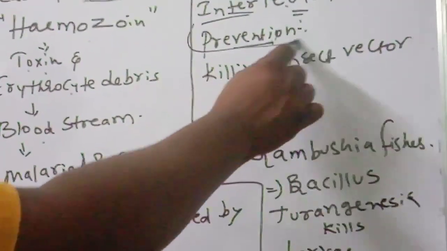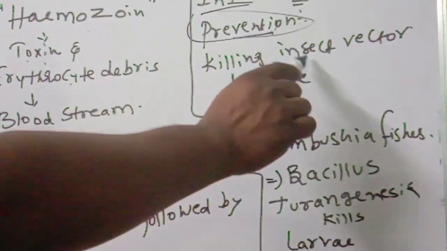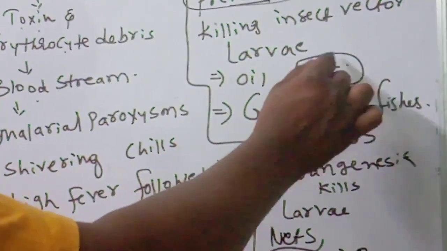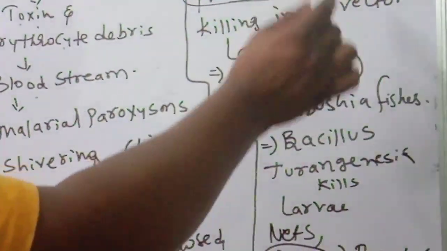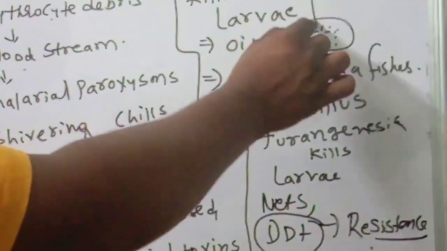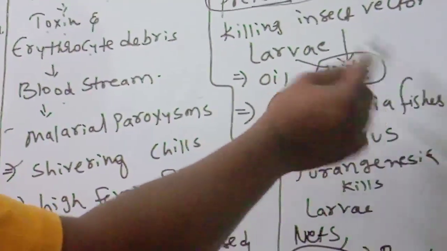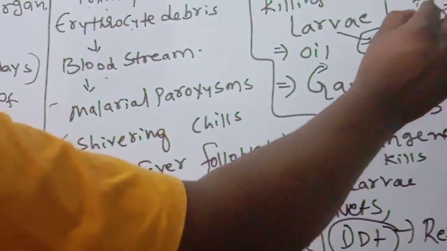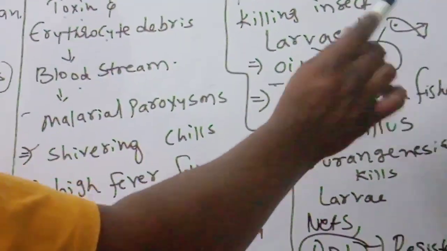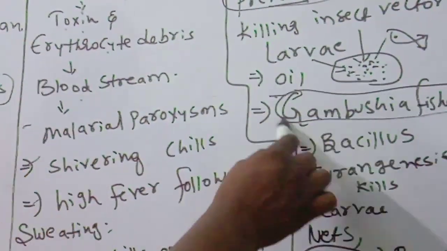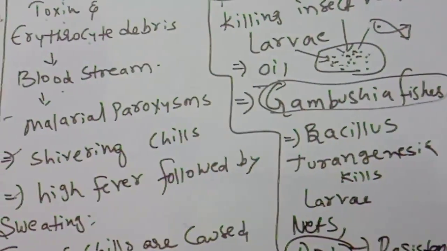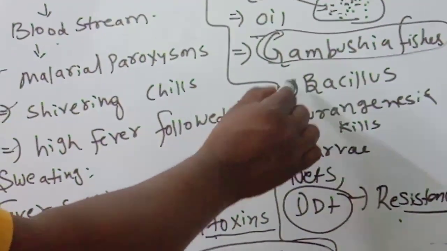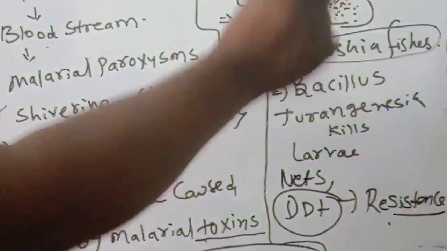Prevent means stop the problem of malaria fever by killing the insect vector and larvae. The female Anopheles mosquito lays eggs in stagnant water. If you pour oil, the larvae will suffocate and die. And the Gambusia fishes will eat the larvae of the female Anopheles mosquito, so the mosquito population will be reduced. The next one is a bacterium that kills the larvae of the female Anopheles mosquito.